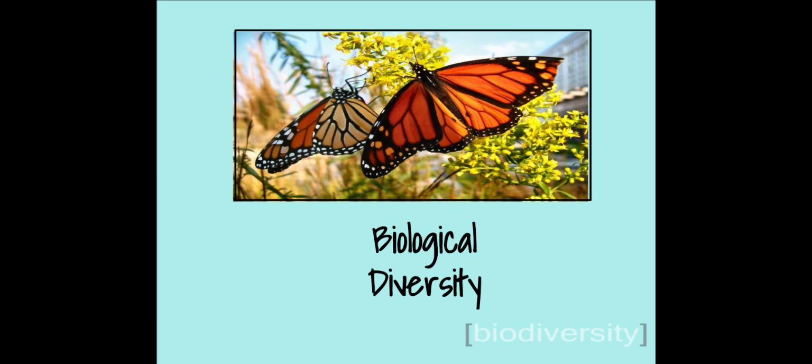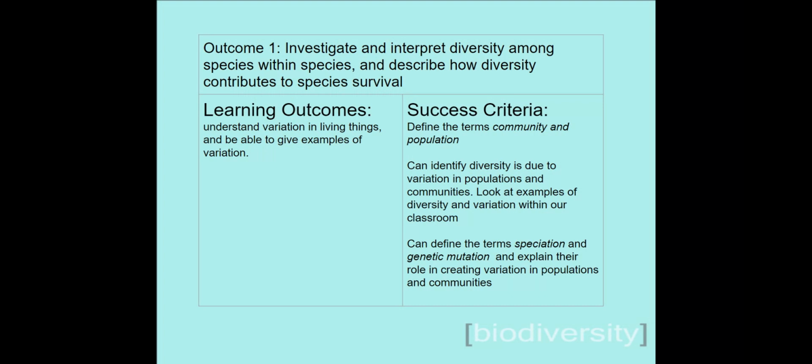Today's topic is biological diversity. What we're going to do is investigate and interpret the diversity among species and describe how this diversity actually helps species survive. So today's learning outcome is to understand variation in living things and to be able to give examples of variation.